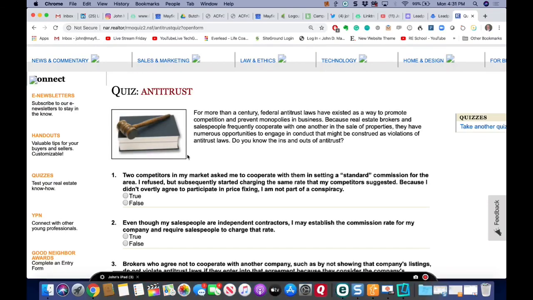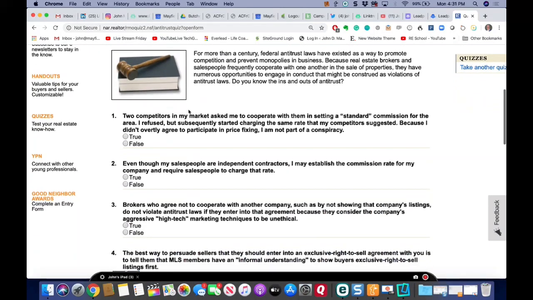Number 1. Two competitors in my market asked me to cooperate with them in setting a standard commission for the area. I refused, but subsequently started charging the same rate that my competitors suggested. Because I didn't overtly agree to participate in price fixing, I am not a part of a conspiracy. Wow, that's a tough one, isn't it?